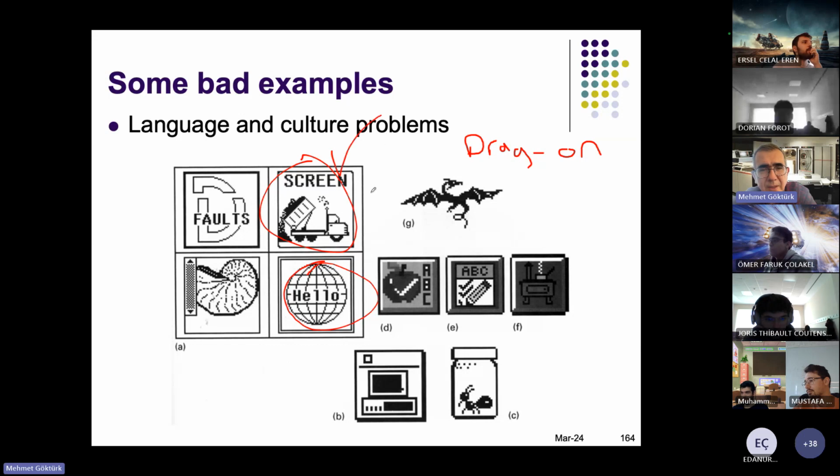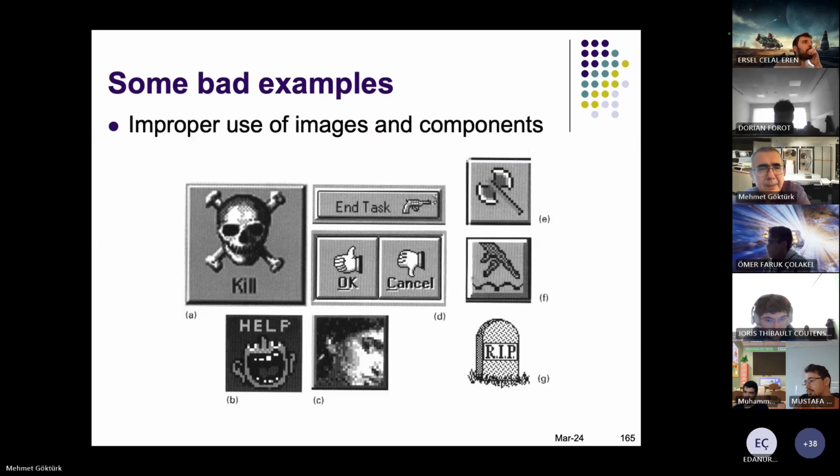I like this one, screen dump. This is dump truck and dumping, and it says screen. So language and cultural problems associated with icon design. And also improper language like rest in peace, kill, shoot. These are not good examples for associations, because those are improper actions.